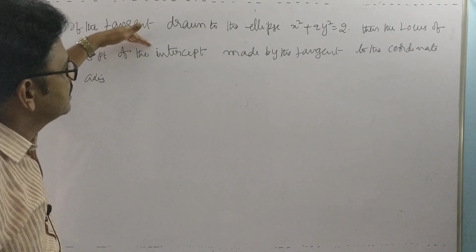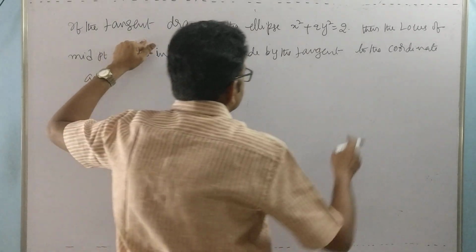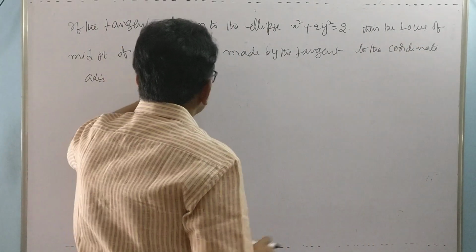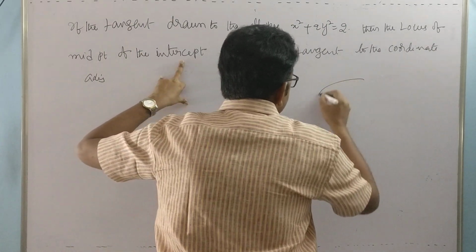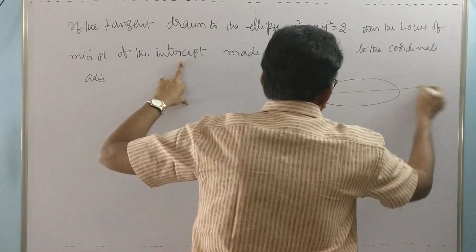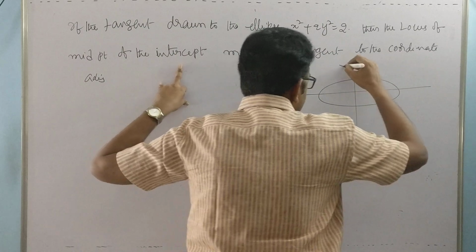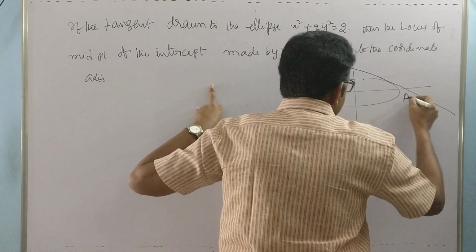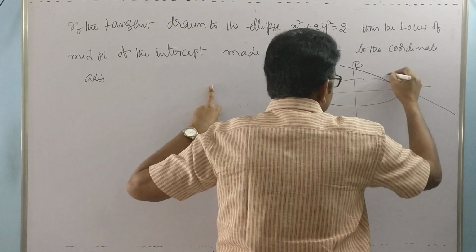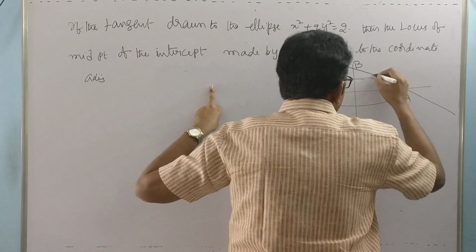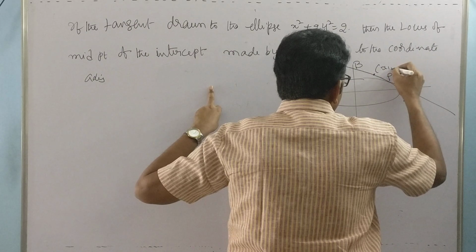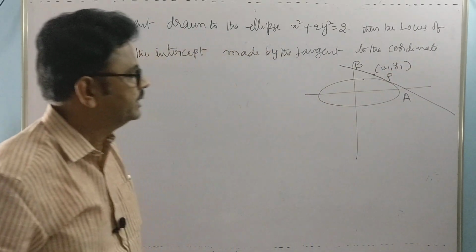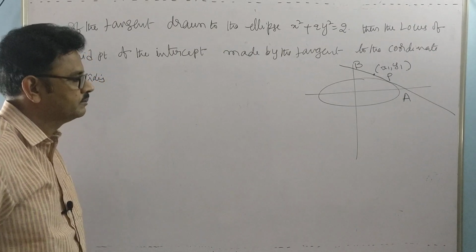If the tangent is drawn to the ellipse, then the locus of the midpoint of the intercept made by the tangent, here, this is the tangent. This cuts the coordinate axis at the point A and at the point B. So this point is P. Then this point x1, y1 is the midpoint. You have to find the locus of the midpoint of AB.